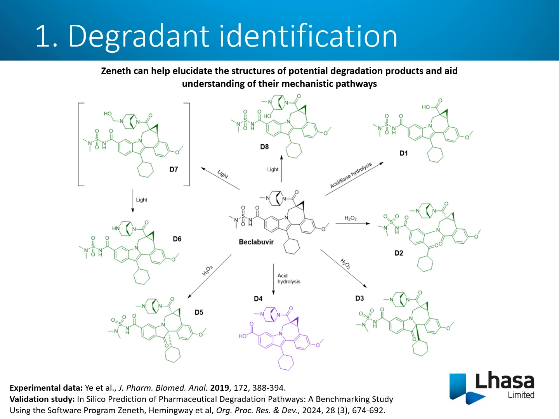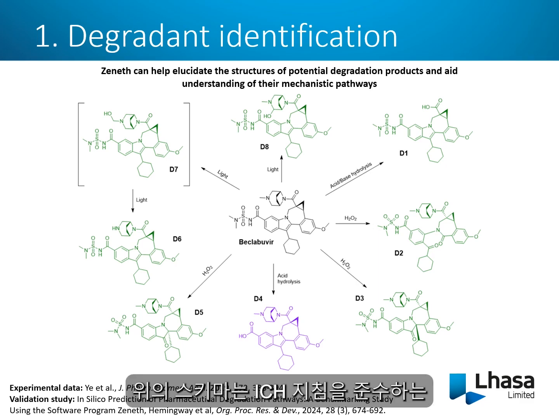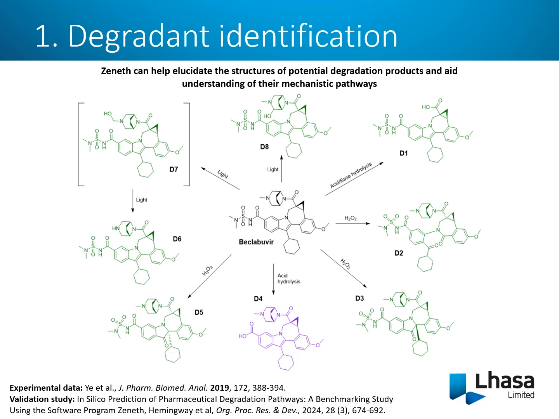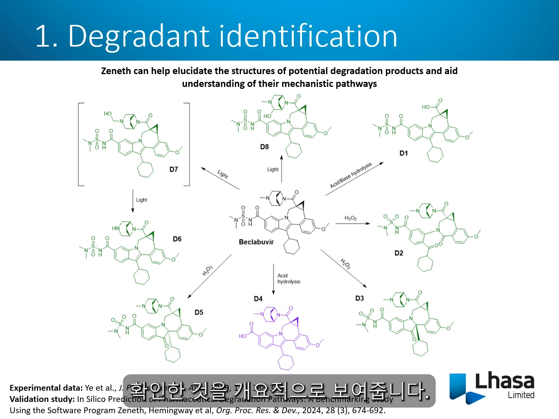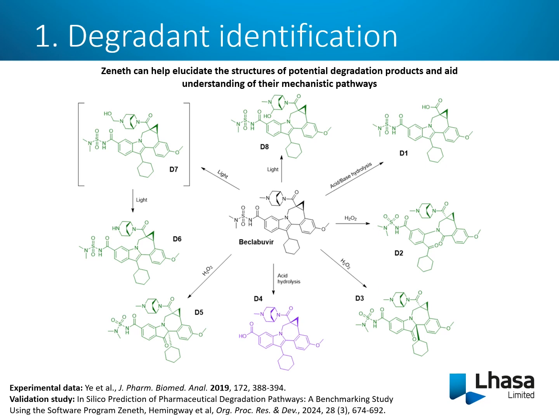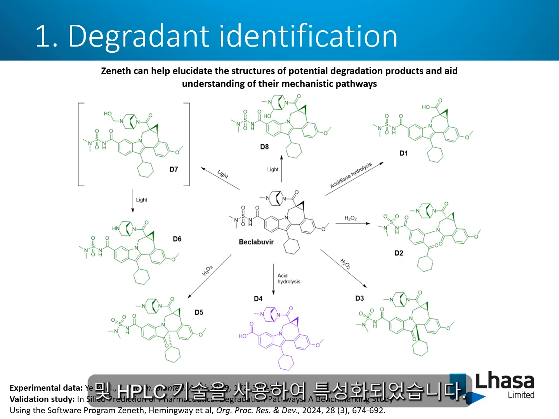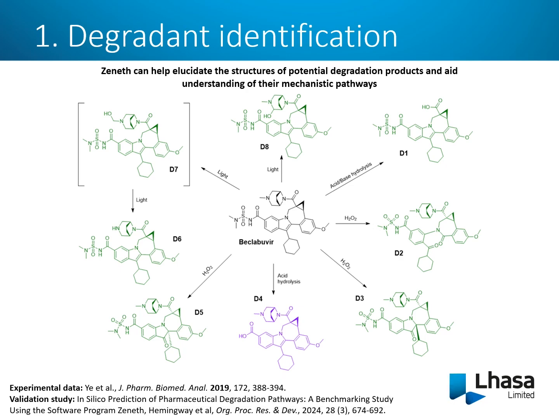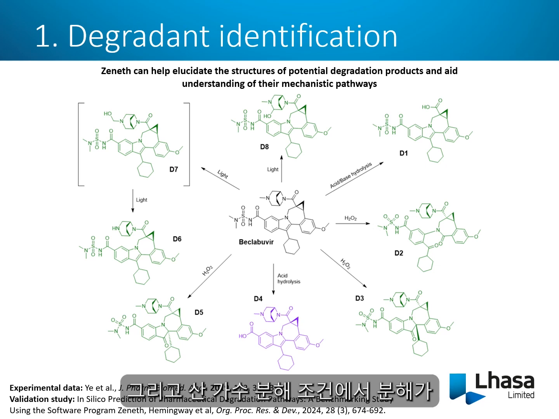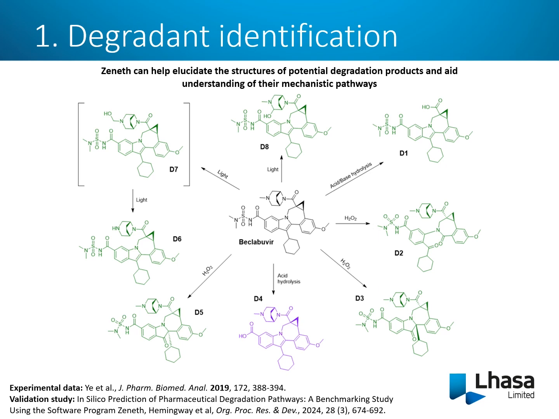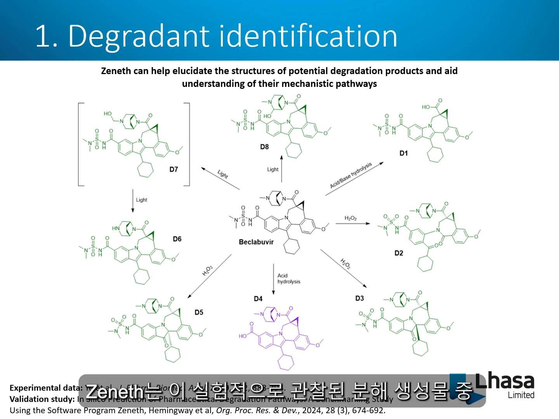The scheme above outlines the experimentally observed degradation products seen for beclabuvir from forced degradation studies adhering to ICH guidelines. These degradants were characterized using NMR, high-resolution mass spectrometry, and HPLC techniques. From the scheme, we can see that degradation was observed in photochemical, oxidative, and acid-base hydrolysis conditions. Zeneth correctly predicted 7 out of 8 of these experimentally observed degradation products, those colored in green.